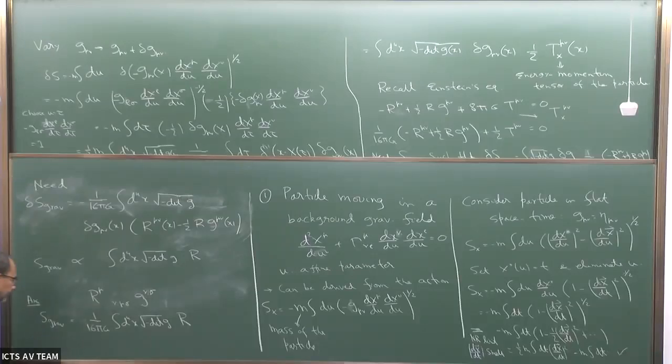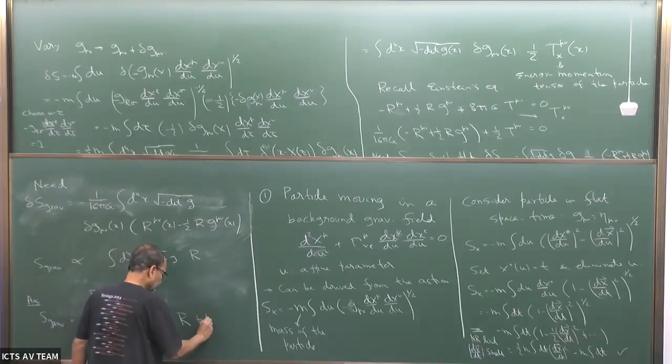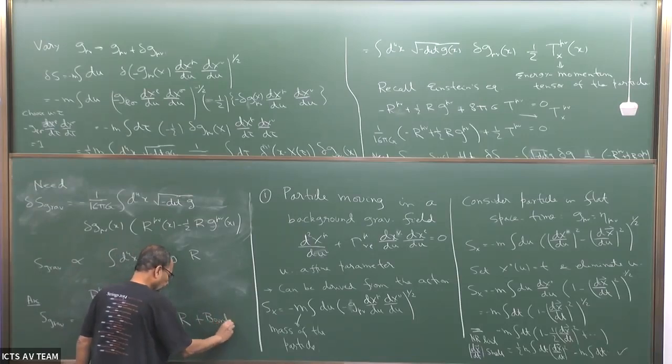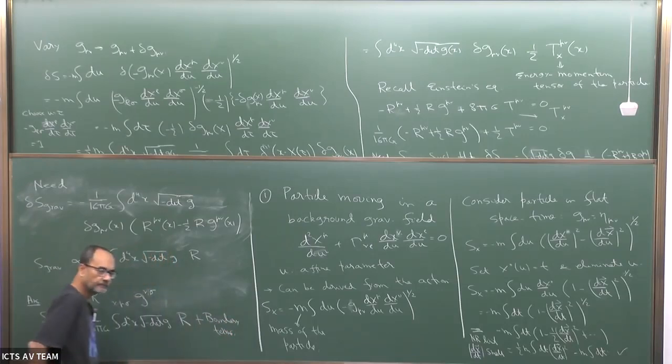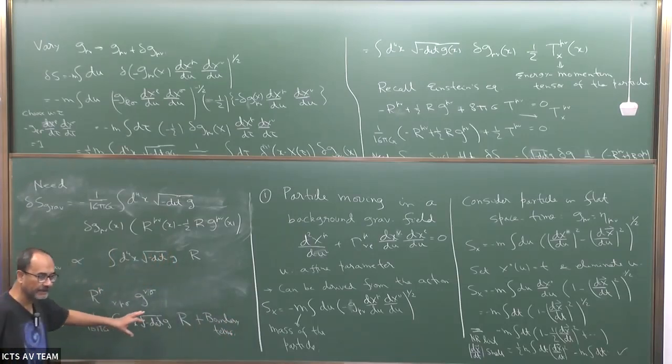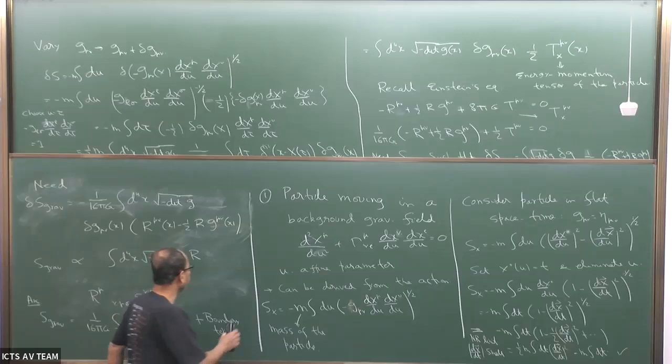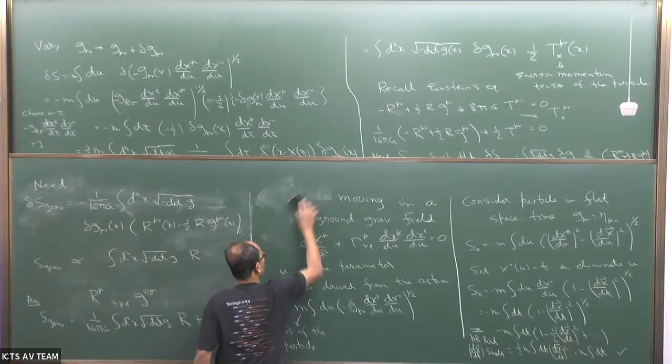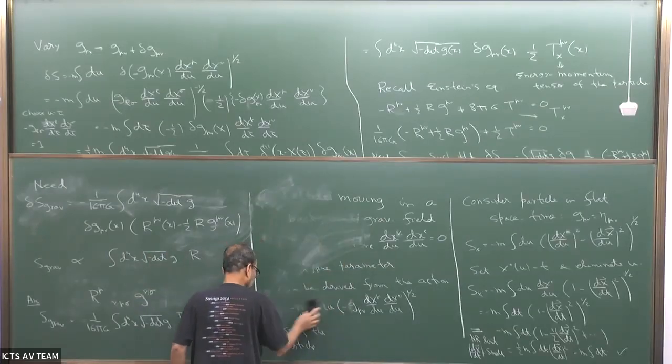Okay. Plus total derivative terms, or boundary terms, which I will not write down. Because when you take the variation, there will be some total derivative. We integrate by parts, and sometimes we may need to cancel those by adding some explicit boundary terms. Let me briefly indicate how this proof goes, but I'll not go into the full detail.